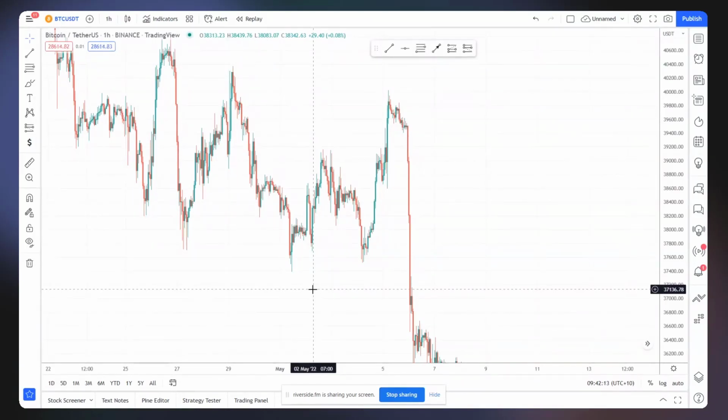Now, what is the RSI? Well, it is an indicator that is going to show us when a market is overbought or oversold. It shows the movement of buyers versus sellers. So how do we find this out?